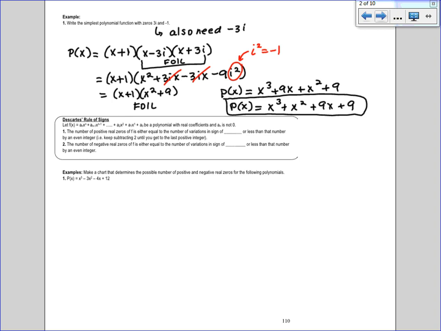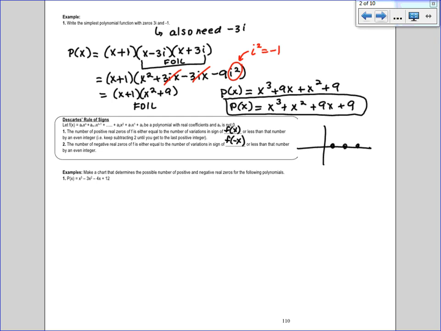Okay, Descartes' rule of signs. So suppose we have a polynomial with real coefficients. It's kind of confusing when you see it all written out like this. But it says the number of positive real zeros of f is either equal to the number of variations in sign of f of x or less than that by an even integer. The second part says the number of negative real zeros of f is either equal to the number of variations in sign of f of negative x or less than that number by an even integer.